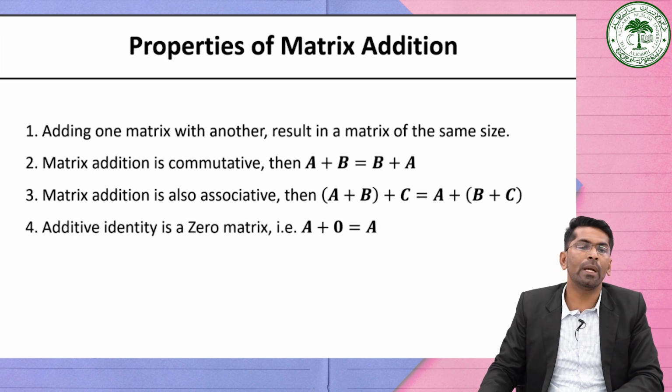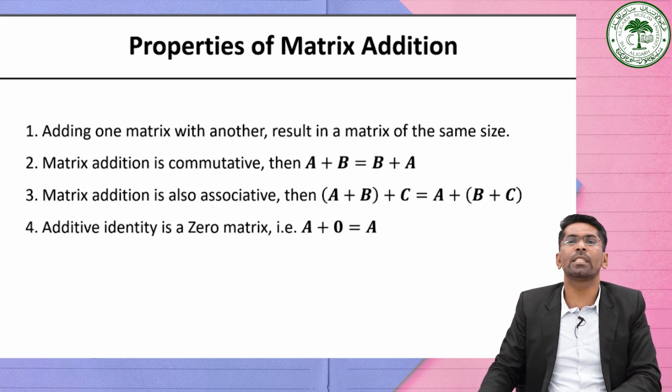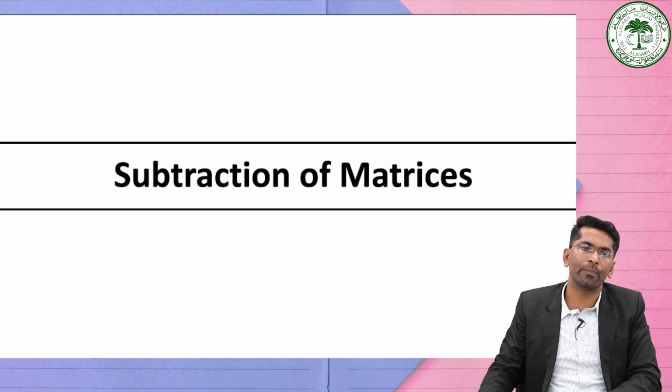Then the fourth property, that is the additive identity, is the zero matrix, which means adding a zero matrix to any matrix leaves the matrix unchanged. That means if we have a matrix A and we add a null matrix or zero matrix, A plus 0 is equal to A. That means the matrix will not change. So these are the various properties of matrix addition.